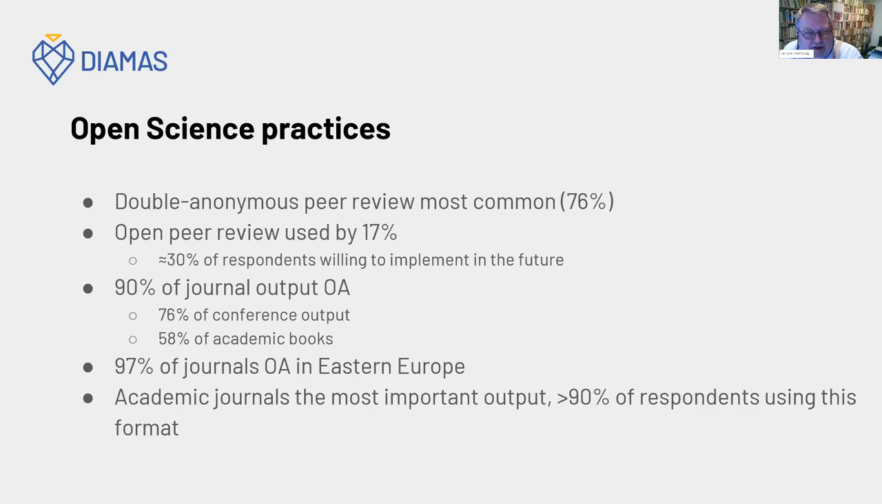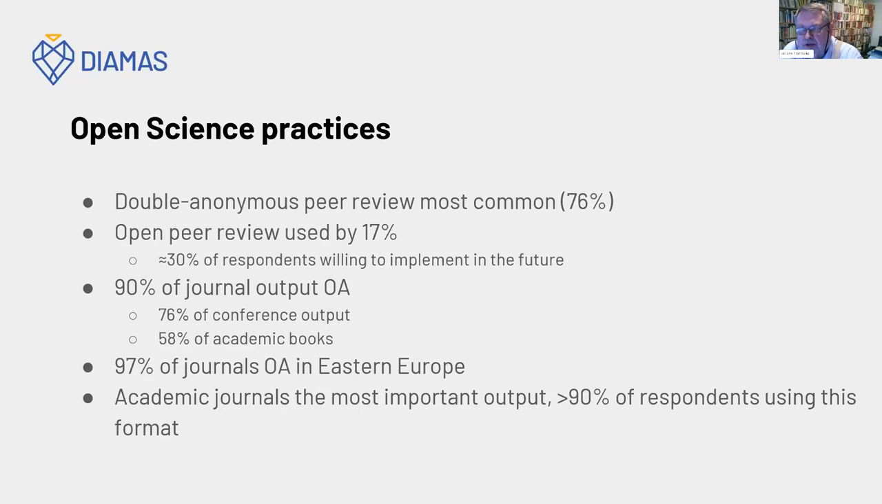90% of the journal output from our respondents is open access, three quarters of conference output, and a bit more than half of academic books are open access. In Eastern Europe, which is one of our regions, we see that nearly 100% of journals are open access, which is impressive.